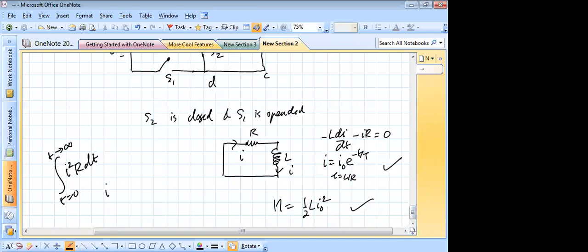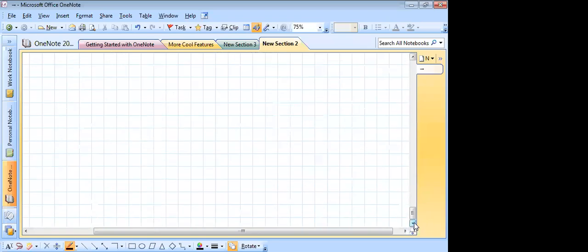This will become I naught square R e raised power minus 2t by tau dt from 0 to infinity. So when you do this integration, this will come out to be half L I naught square. Okay. Alright, this is clear, beta? Yes. Okay. Now in the 20-second question, beta, tell me what you tried.